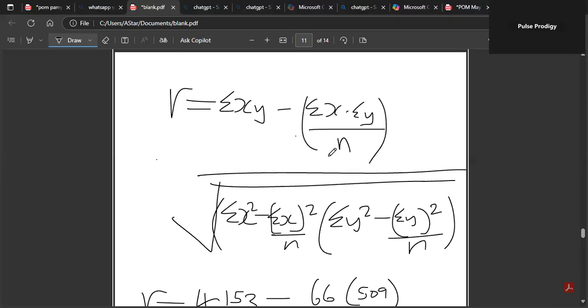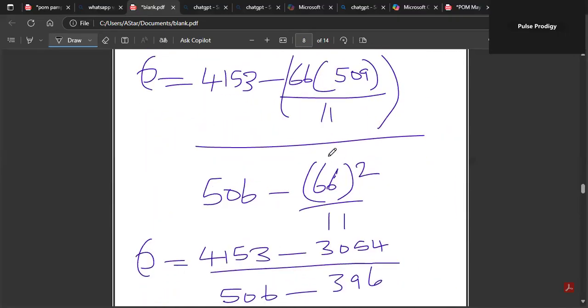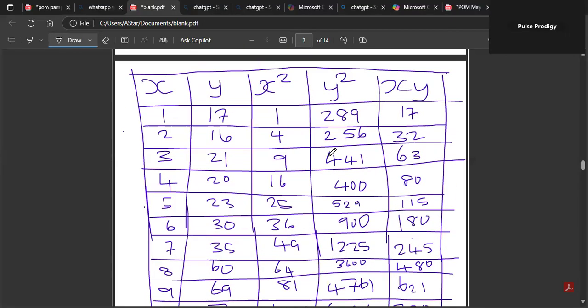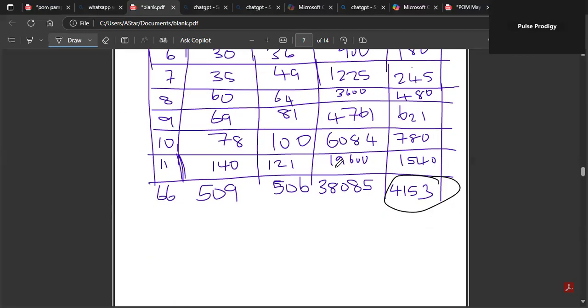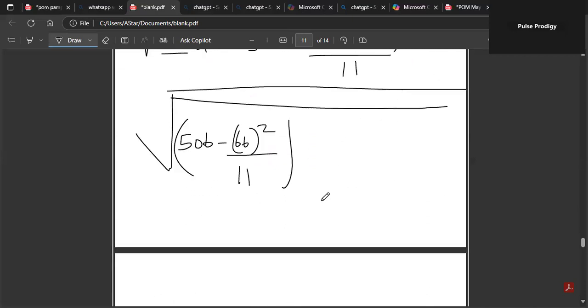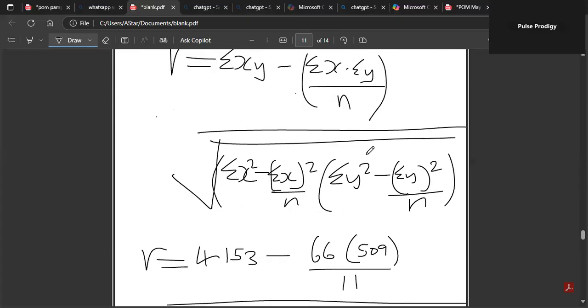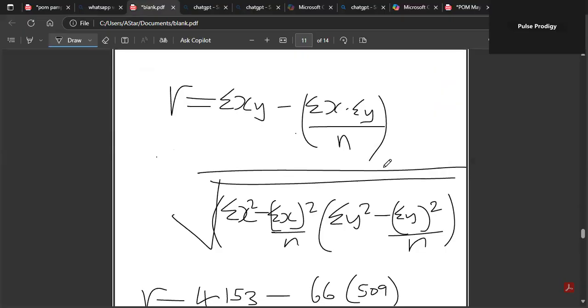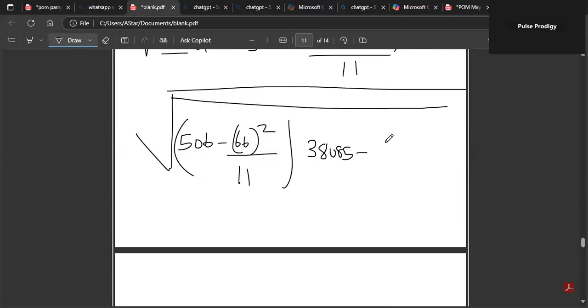Then the other one, summation of y square is what? Summation of y square is 38085. Minus summation of y squared. Summation of y is 509 squared over 11.